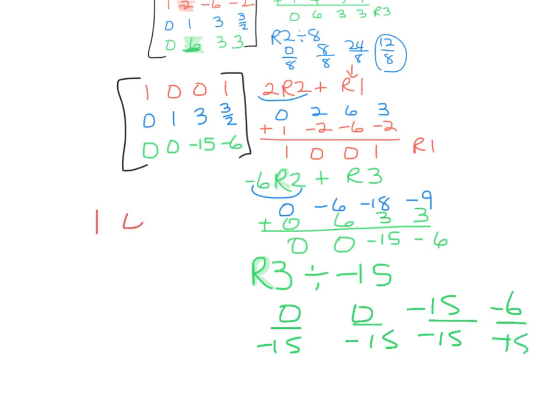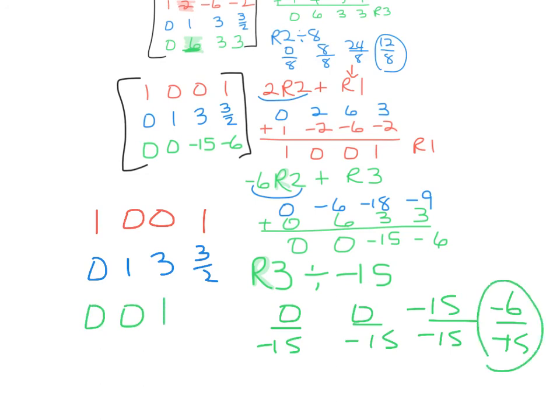So my first row is still the same. My second row is the same, but I have a new third row, 0, 0, 1, and the 6 over 15 can simplify. I can reduce it and divide them both by 3. And this will become 2/5.